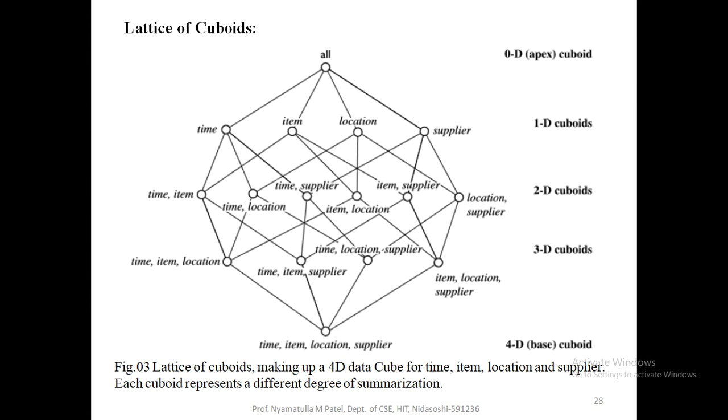Next, coming to the lattice of cuboids. Figure 3 shows the lattice of cuboids forming a data cube for dimensions time, item, location and supplier. So now one more thing is added.